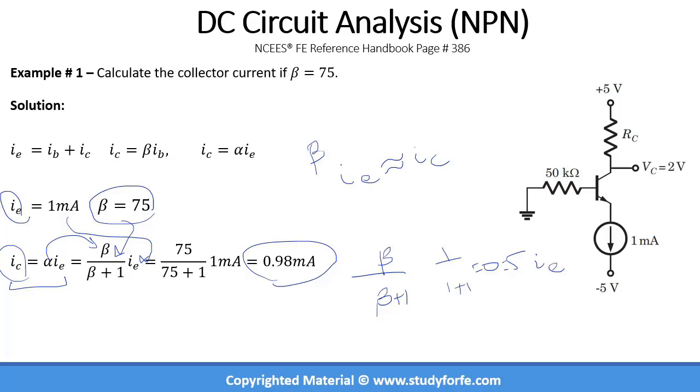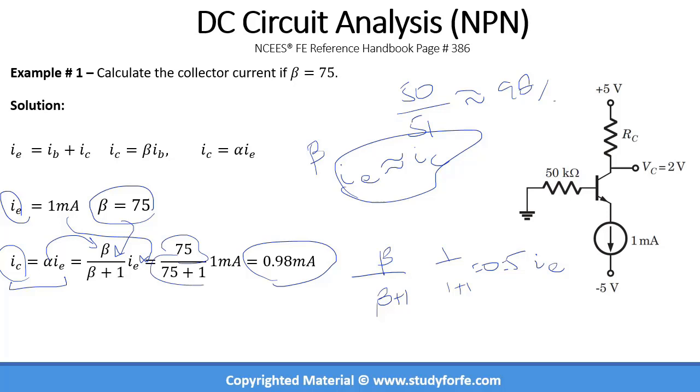But if your beta is 50 or higher, then you're dividing 50 by 51, which is greater than 90%. So 50 divided by 51 would be, I believe, 98, 99%. So you can see that it would be pretty close. In this case, we had 75, so 75 was basically 98%. If it's 100, then 100 divided by 101 will be almost 99%.